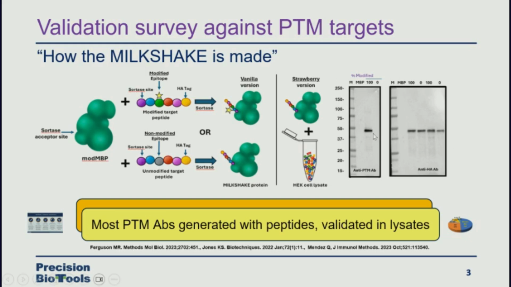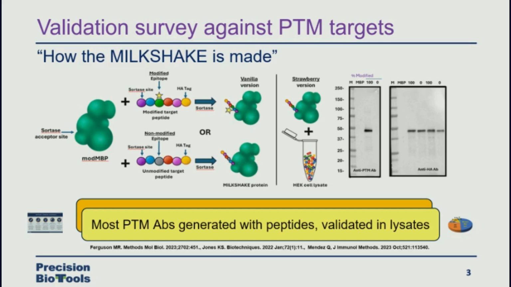And so this is what the results should look like. If the antibody that we're testing is modification specific, then we should see an empty lane corresponding to the maltose binding protein by itself, the modified maltose binding protein. The lane with the modified peptide that's been glued onto the milkshake protein lights up, and then the last one where it says 0%. Now, there's a couple of reasons that we do this. One is it's 100% modified, 100% not modified, so it's a very clear answer.